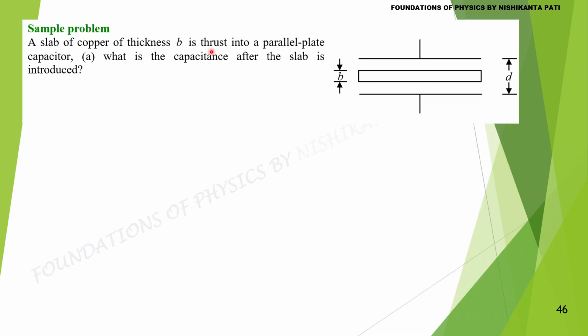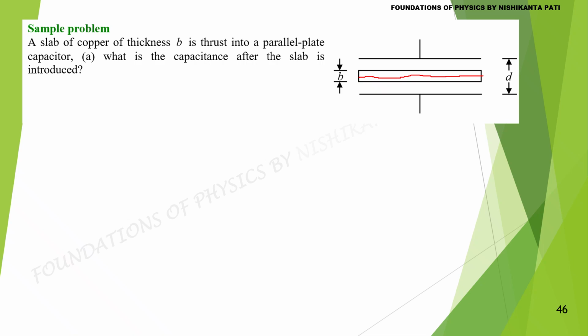A slab of copper of thickness B is thrust into a parallel plate capacitor, and we find the capacitance after the slab is introduced. So the upper is a conducting plate, the lower is a conducting plate, this is a conducting slab. Then we can cut the slab here and detach the upper part and the lower part, and we have to join the upper part and the lower part by a connecting wire.